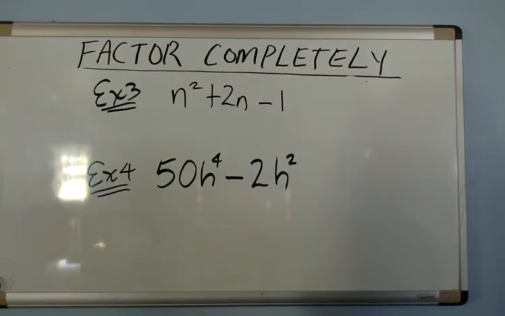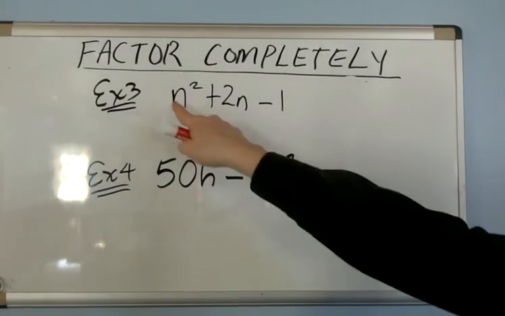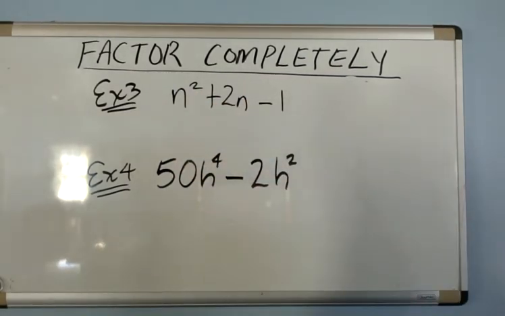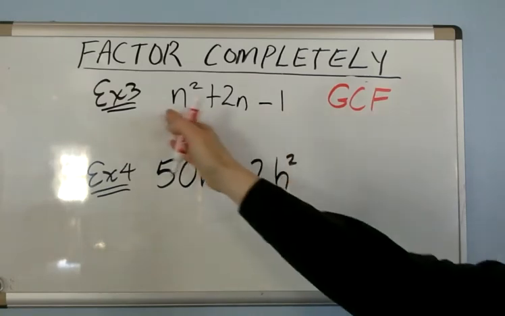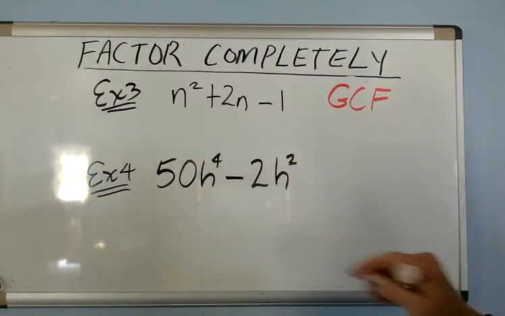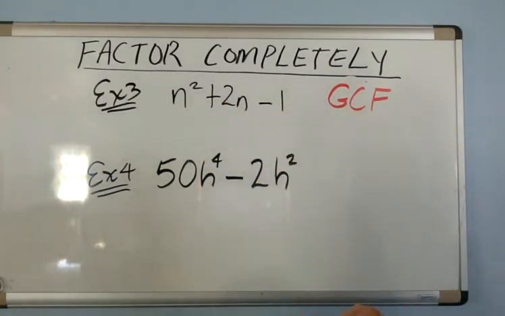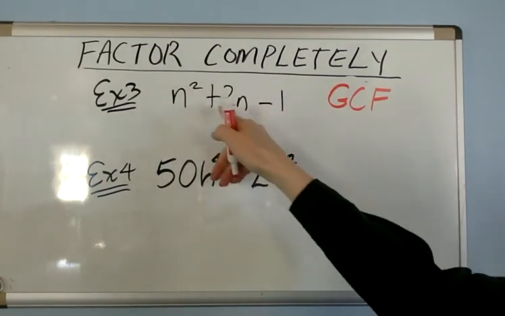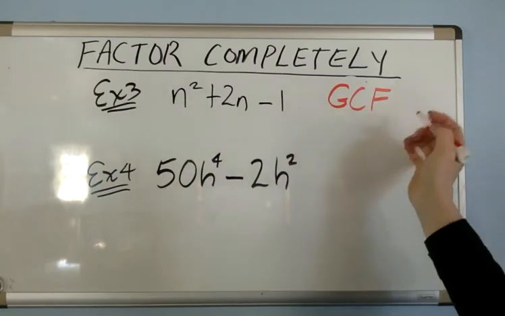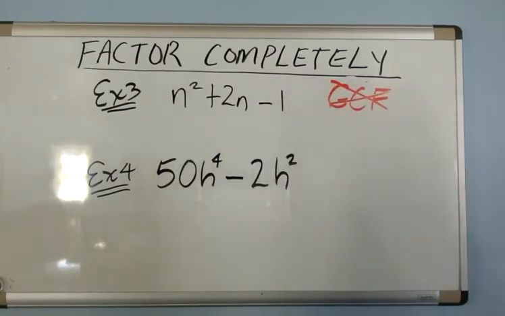Okay, let's do the last two examples, example 3 and 4. Remember, the first thing we want to look for, always look for the greatest common factor first. And in this trinomial, three-term expression, there really is no greatest common factor. There's no number that everything's divisible by. There's no variable in each term either. So there is no greatest common factor. So nope, don't have to do that.